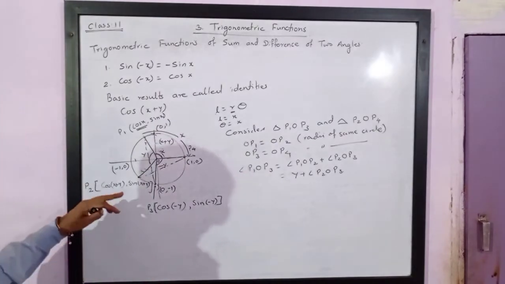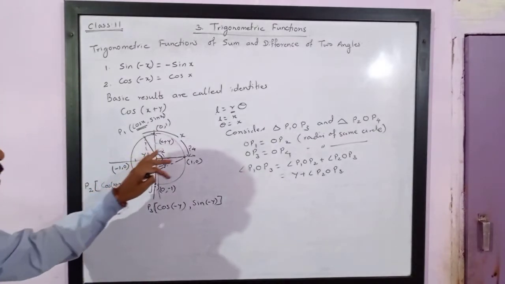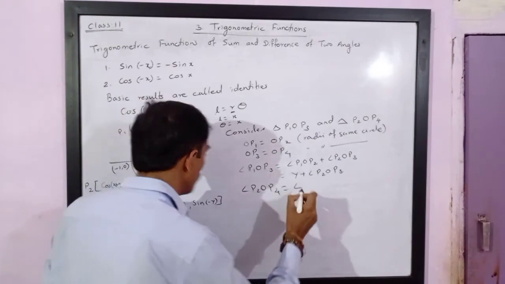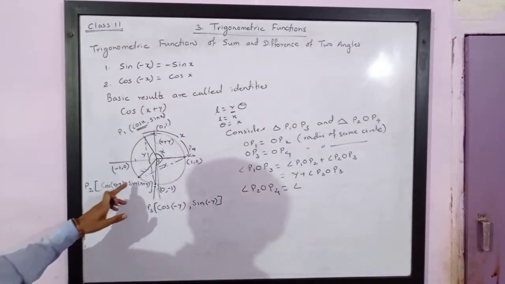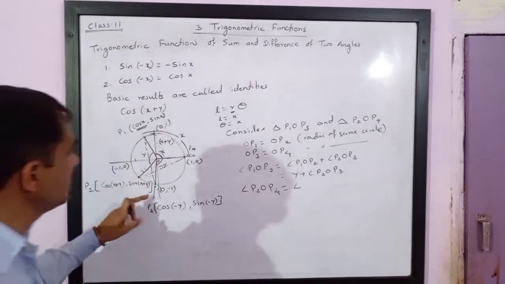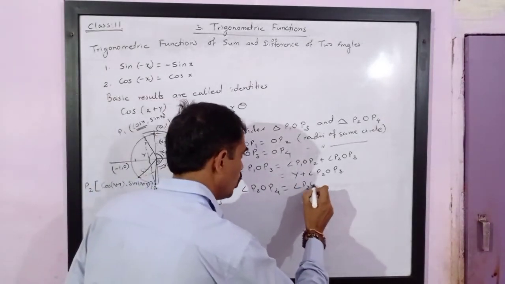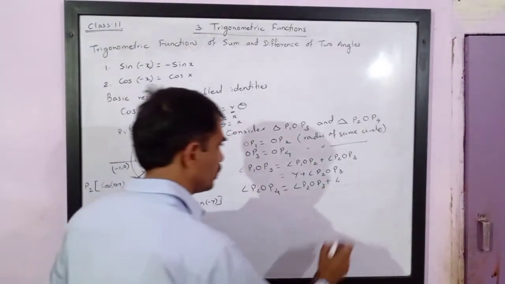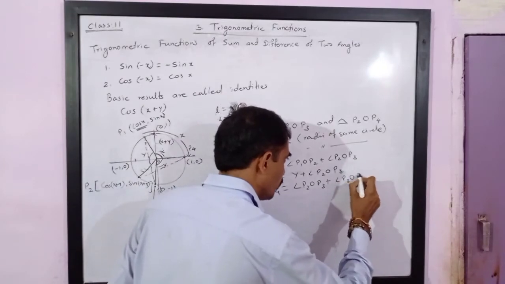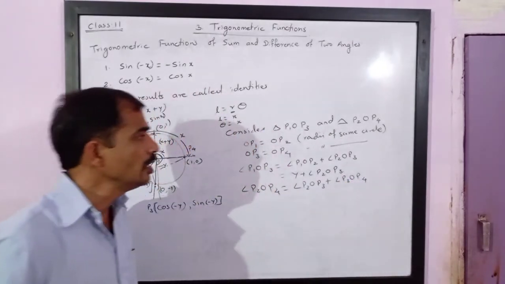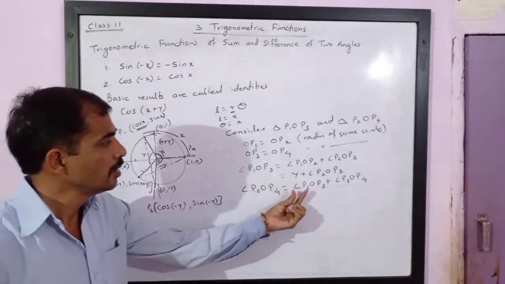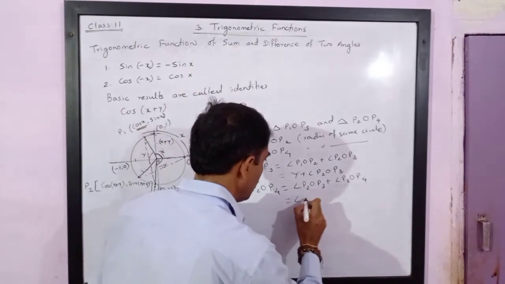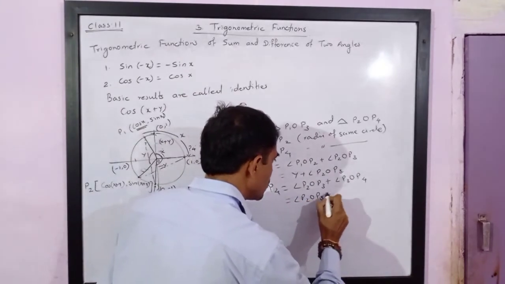Now consider angle P2O P4. Angle P2O P4 is equal to angle P2O P3 plus angle P3O P4. Now see, this P2O P3 is the same. P3O P4 is nothing but equal to y. So angle P2O P3 plus y.